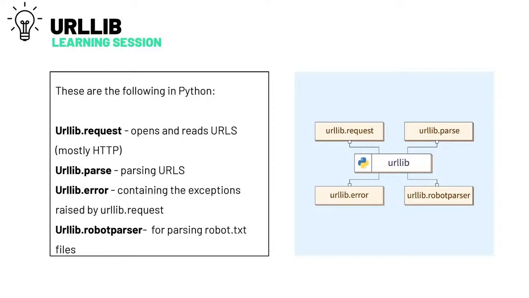urllib.parse, so that's parsing URLs. urllib.error contains the exceptions raised by urllib.request. And then we've also got urllib.robotparser, so that's for parsing robots.txt files. But these are all the things that we can do within urllib.